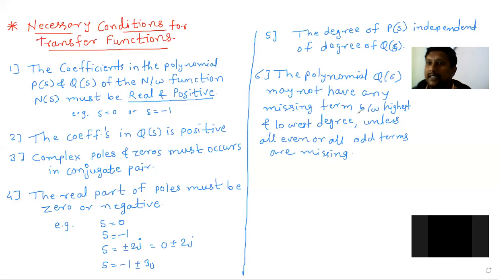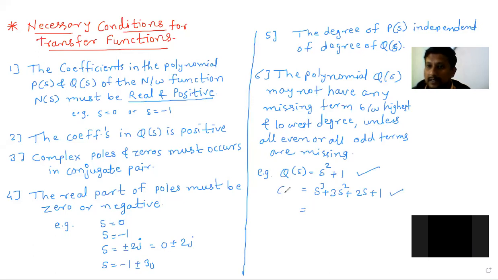Polynomial P of S and Q of S may not have any missing term between highest and lowest degree unless all even or all odd terms are missing. So for example, I will take polynomial Q of S like this: S square plus 1. This is acceptable because here odd terms are missing but even terms are present. Then S cube plus 3S square plus 2S plus 1. No missing term here, so this is also acceptable.